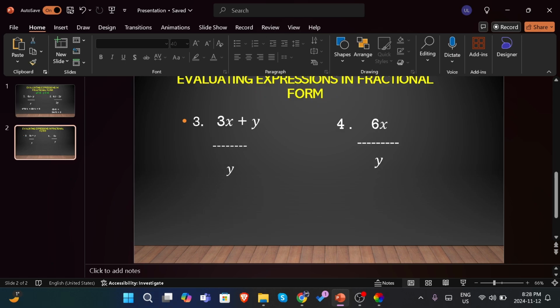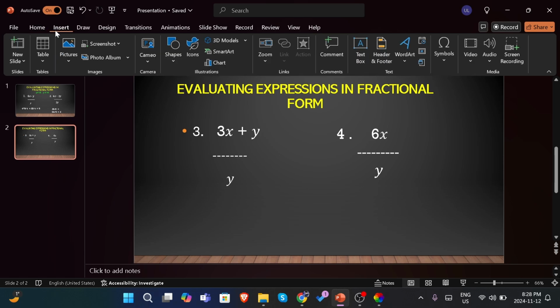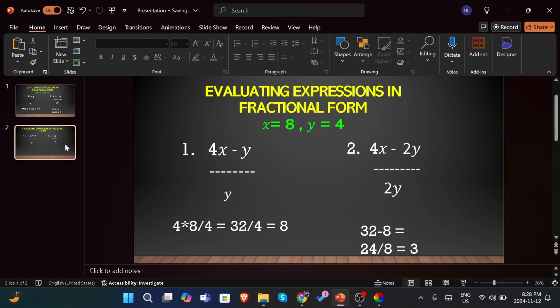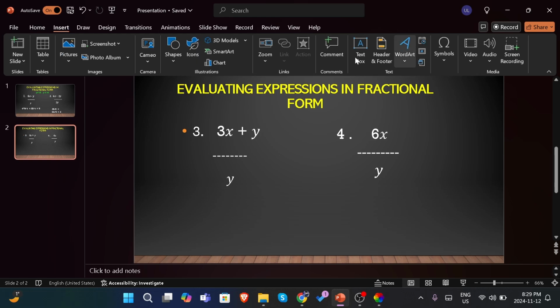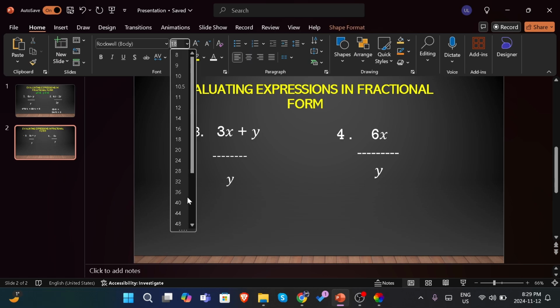Now let's proceed to the third question: 3x plus y, and then the fractional bar, and then y. So let's solve it again by inserting the box first and changing the size to 40. Alright, 3x. I'm going to do the same thing. Gotta remember x is equal to 8. So 3 times 8.